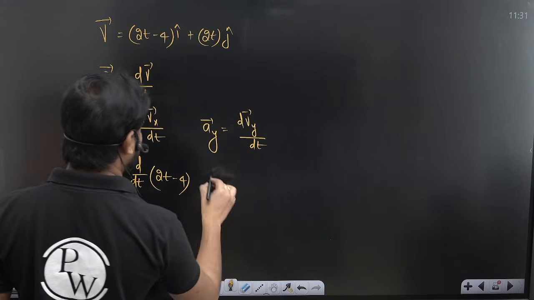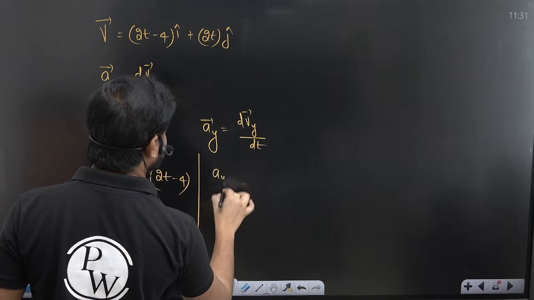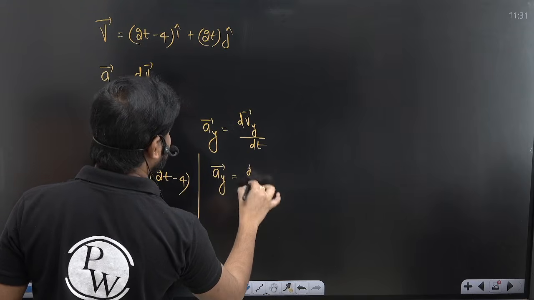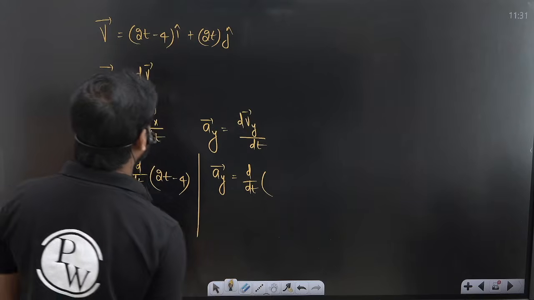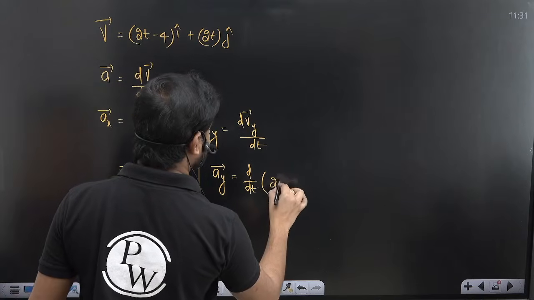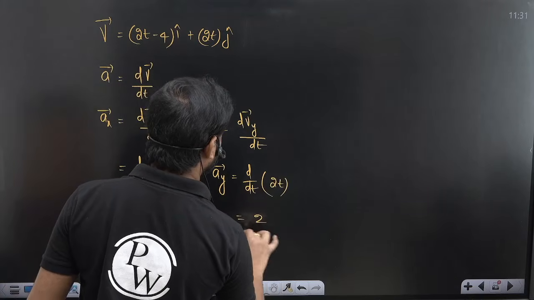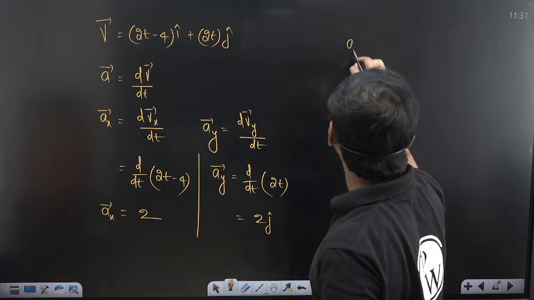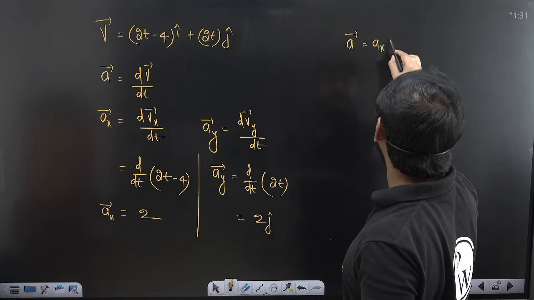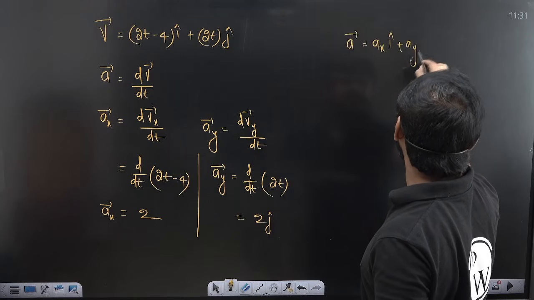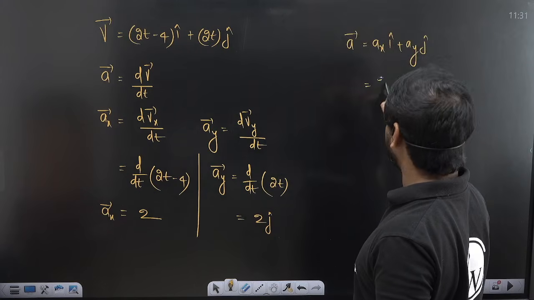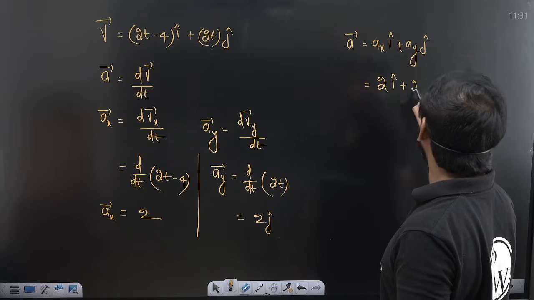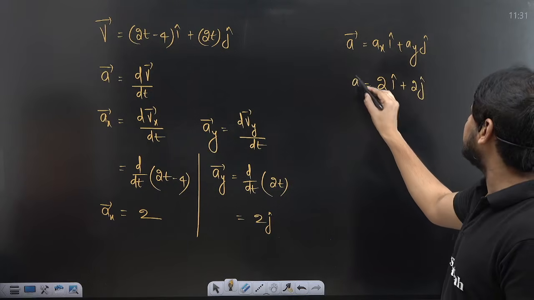So then ay, what is ay? It is equal to d by dt of vy, which is 2t. What is the derivative of 2t? It is again 2, right? So 2 j cap. Then the acceleration vector is going to be ax i cap plus ay j cap. So what is it? 2 i cap plus 2 j cap. That's it. So this is the acceleration vector.